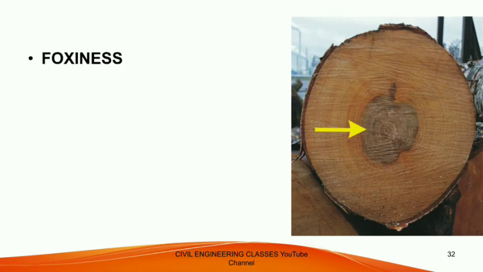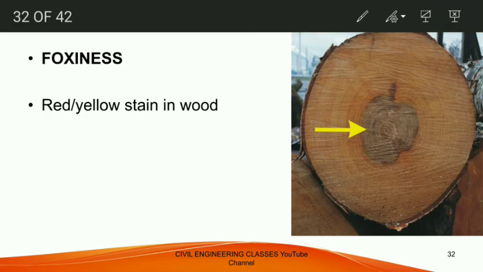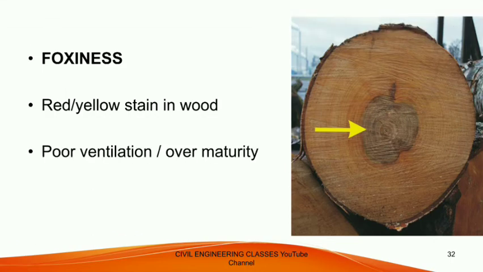Next one is foxiness. Foxiness means the presence of red or yellow stain in the wood. It may be due to poor ventilation or due to over maturity. That is all about foxiness.